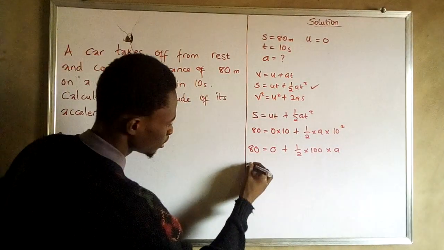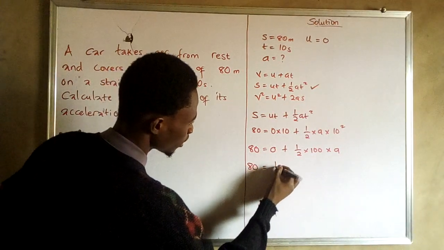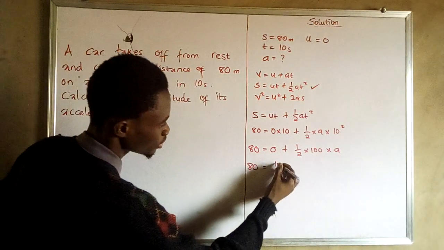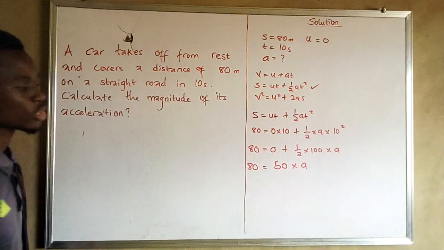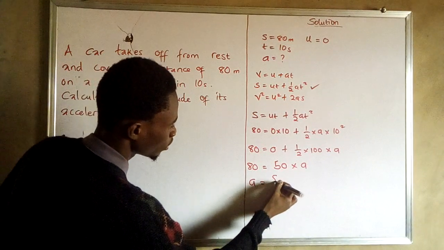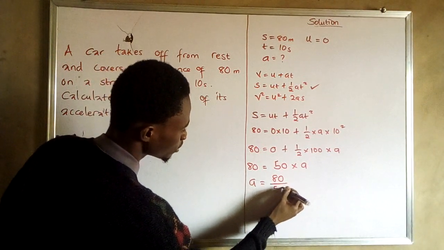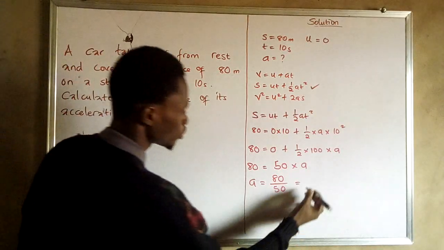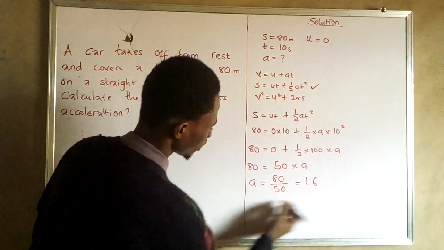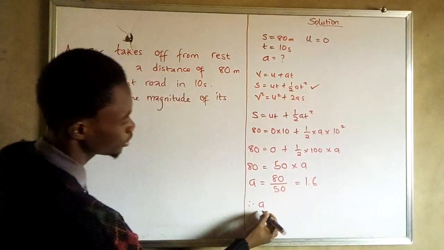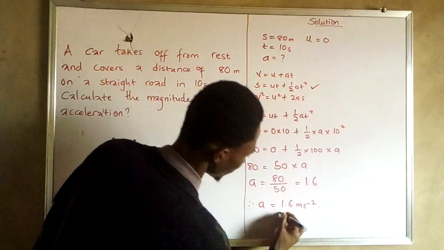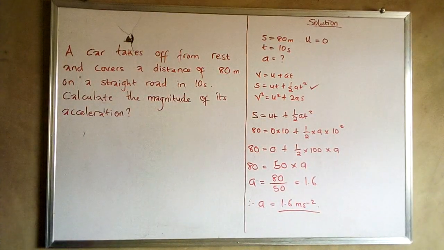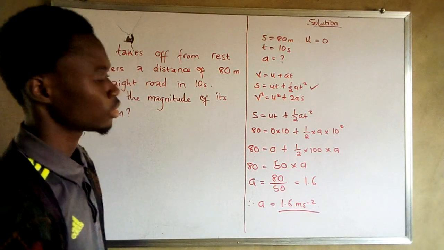Then the next thing is 80 is equal to half times 100, which gives us 50, times a. Making a the subject of the formula, we have a is equal to 80 over 50, which is equal to 1.6. Therefore, our acceleration is equal to 1.6 meters per second squared. Final answer: the magnitude of the acceleration of the car is 1.6 meters per second squared.